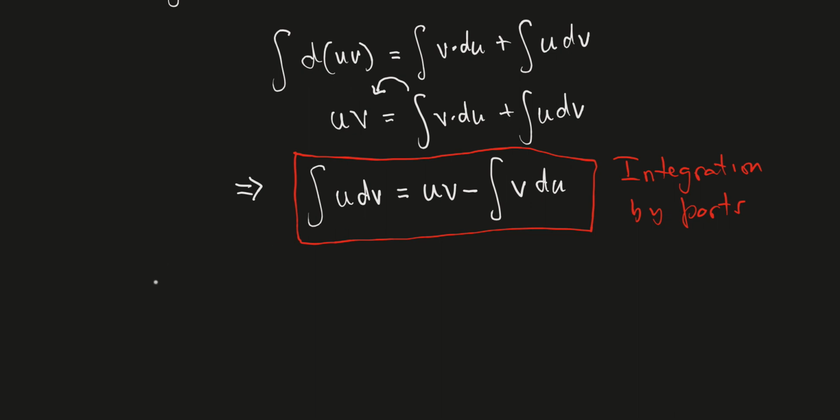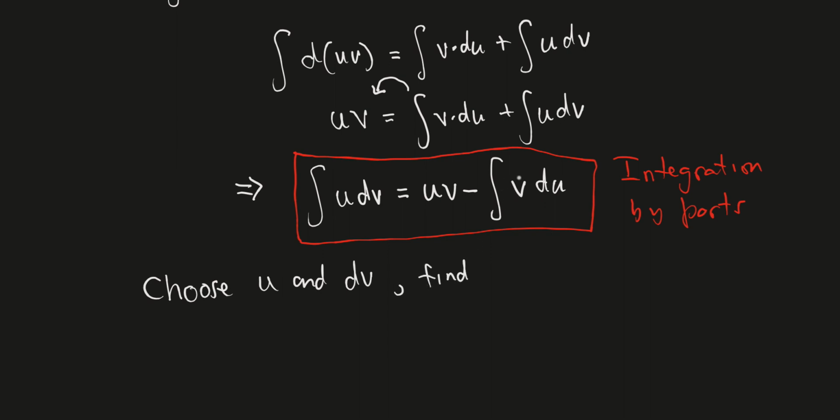All right. So the idea is to choose u and dv, and we'll give you a basis on which that choice can be made. So choose u and dv, and then look at what we need.